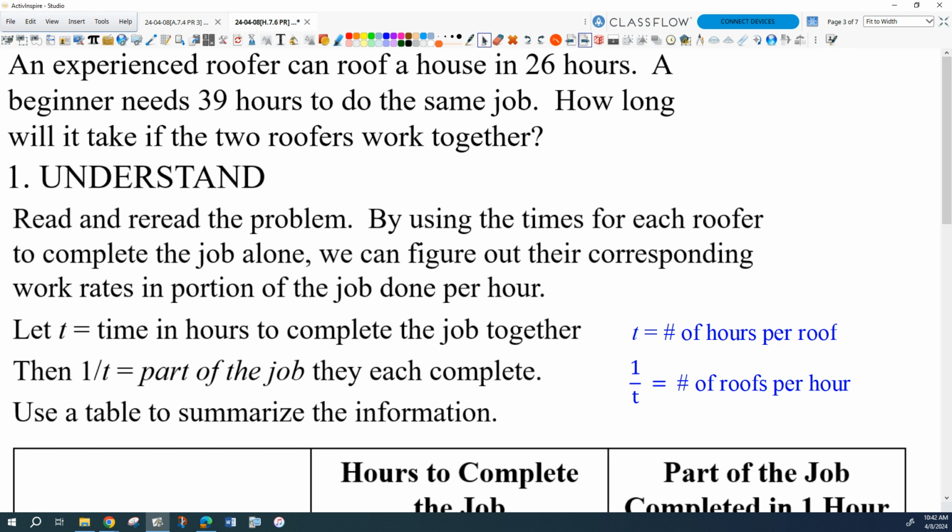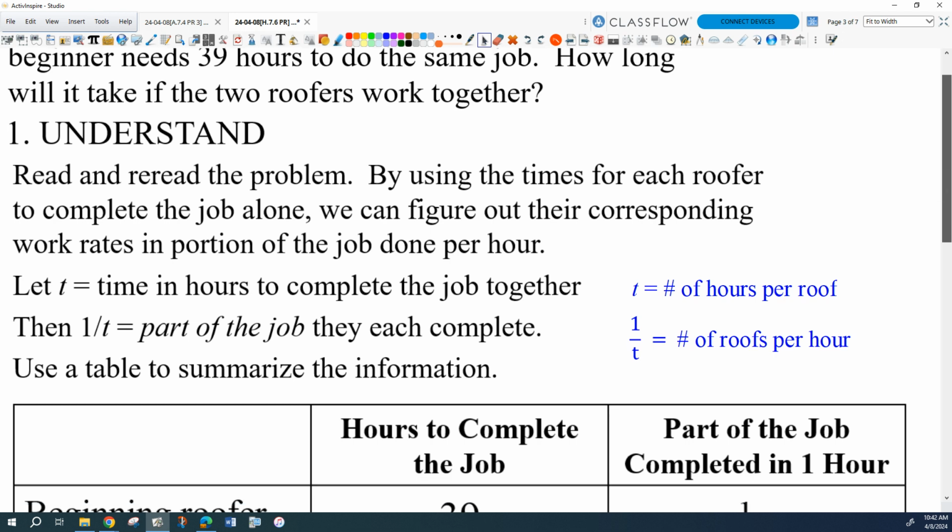I'll look at two ways of doing this. This is the way that our textbook suggests, and it's fine. There's another way you can look at this that might be, I don't know, you can decide whichever way seems mentally to match the way you think about this. It's fine. The multiple models work. By using the times for each roofer to complete a job alone, we can figure out their corresponding work rates in portions of the job done per hour, right?